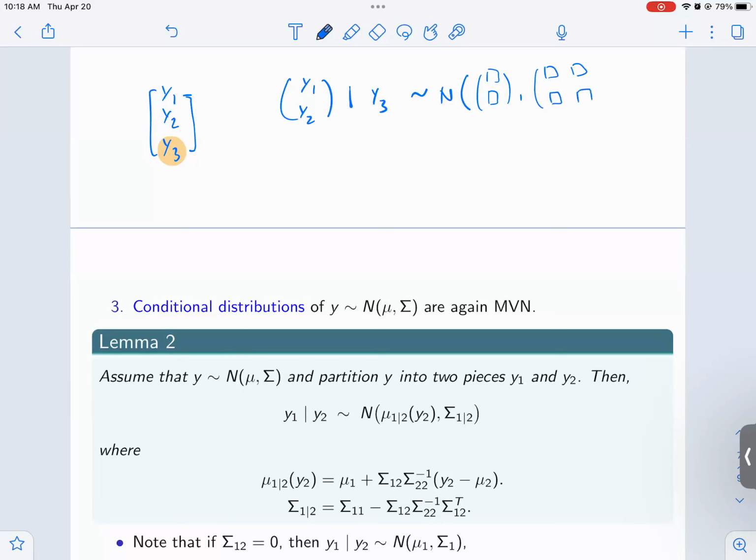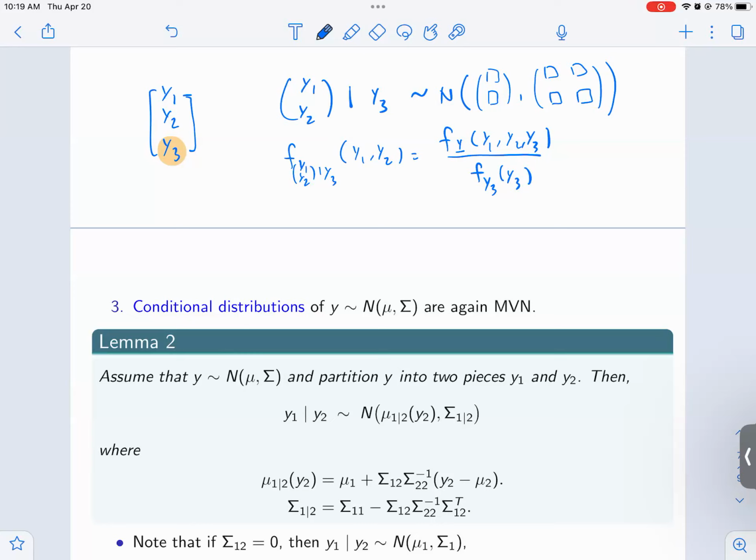This one you can prove from basically the form of the PDF. If you remember how to do it, the PDF of y1, y2 conditional on y3 is going to be the PDF of the joint, which is y1, y2, y3, divided by the PDF of y3. So you do this division, you simplify, and it turns out to be still multivariate normal. Maybe I'll assign it as an exercise, it will be fine to do a simple case.